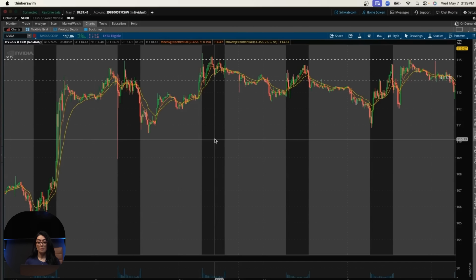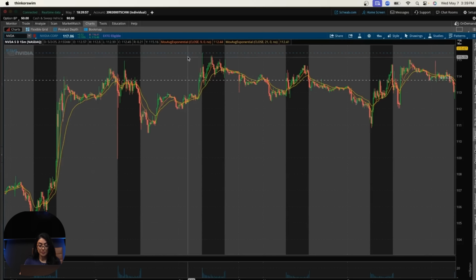Once you see that, you want to identify significant levels of support and resistance on the overall 5-day chart. If we're looking at significant levels of support and resistance, we can see that the high of the range is sitting at around 115.40, okay? And the low of this range is sitting at 110.50.